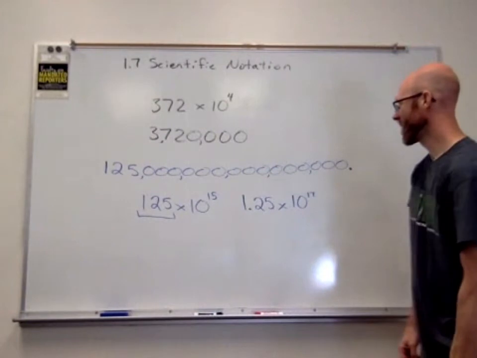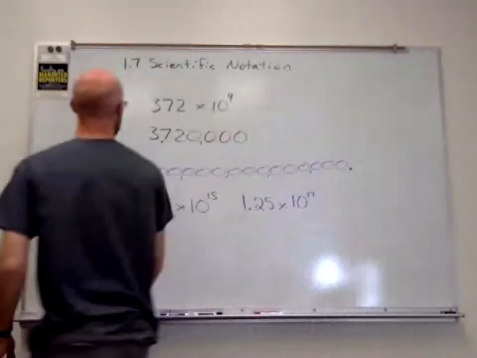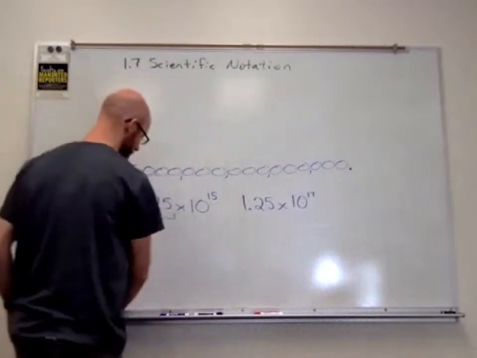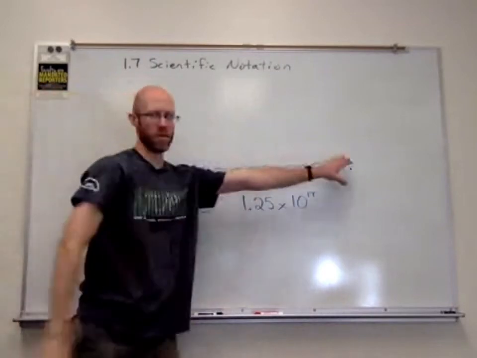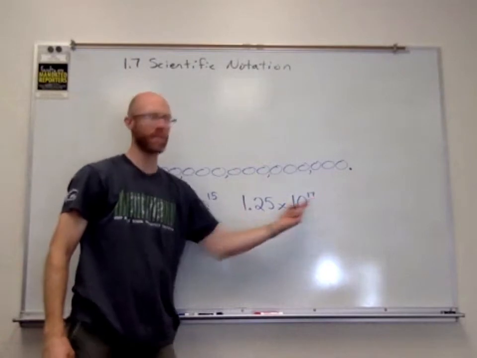Yeah, it's a lot of zeros. Okay, so that's how to make the numbers bigger. So basically, really big numbers are represented by positive powers on your 10.